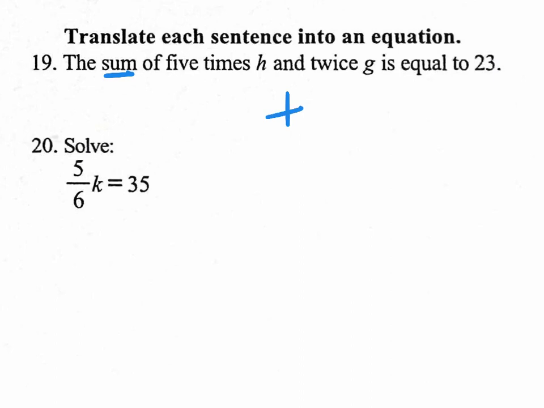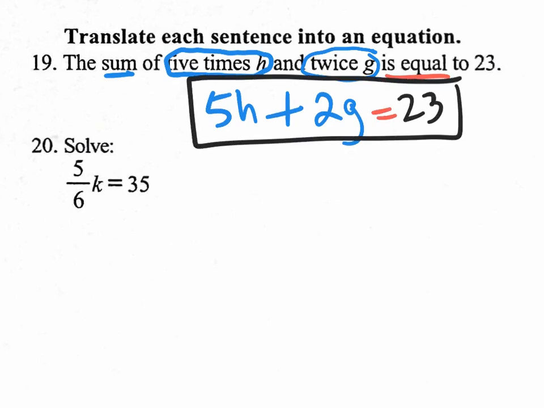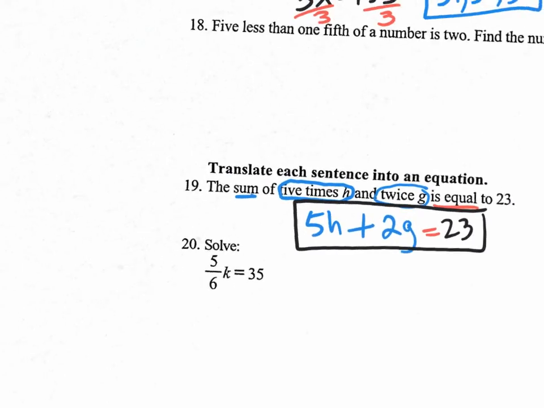So the sum of 5 times h, that's one thing we're going to be adding, and twice g, that's another thing we're going to be adding. So 5h with a 2g. Twice g means 2 times g. And of course the is equal to, and 23 is your answer. So there's your equation. We don't even have to solve it because it doesn't say solve, it just says translate. We're done.